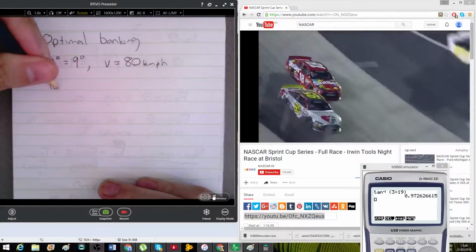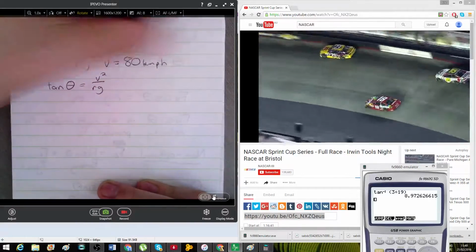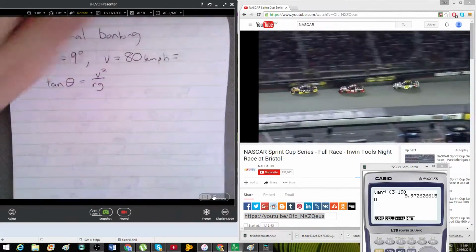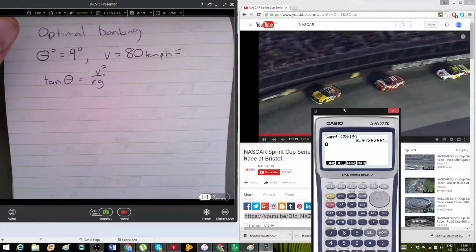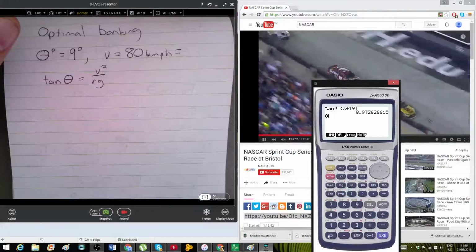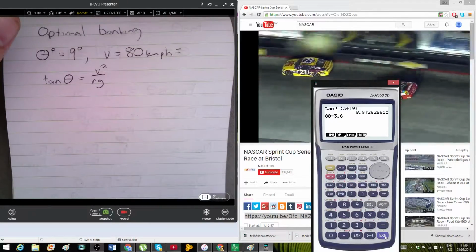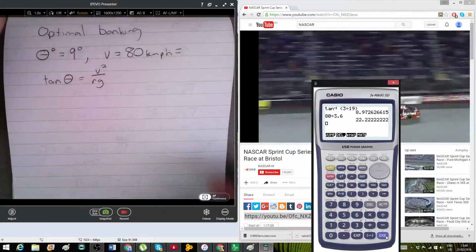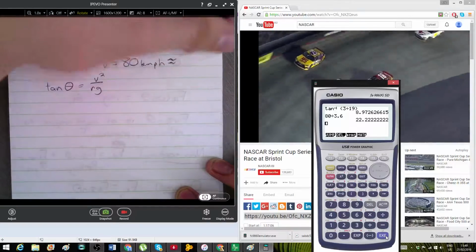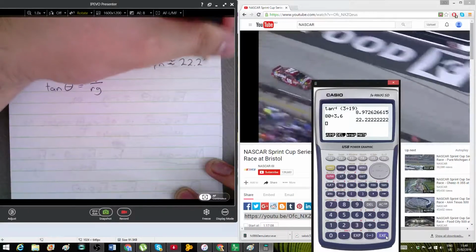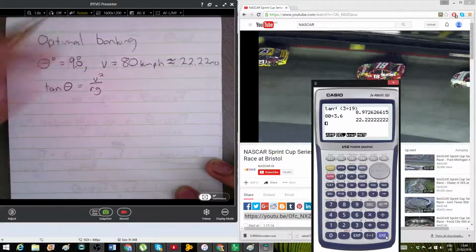Let's take our formula: tan theta equals v squared on rg. Now we need to change this into meters per second. Let's pull out our calculator. Kilometers per hour to meters per second, we have this special relationship of 3.6. So 80 divided by 3.6 gives 22.2. I'm holding on to a few significant figures until I find my final answer.